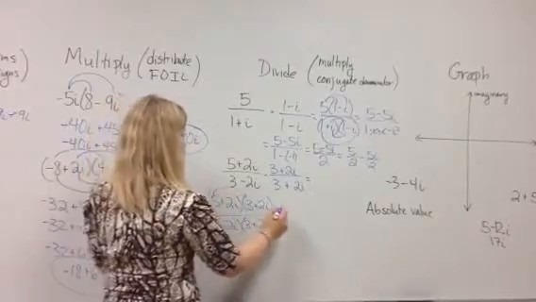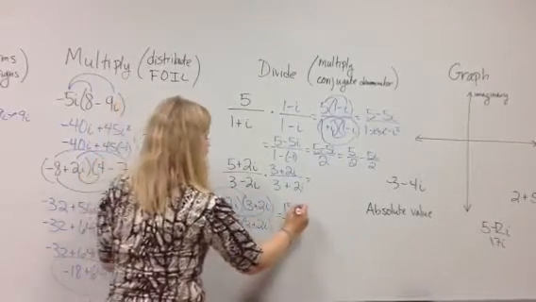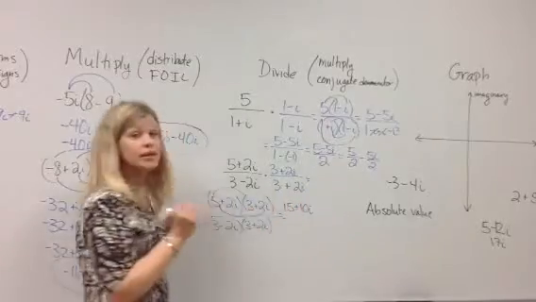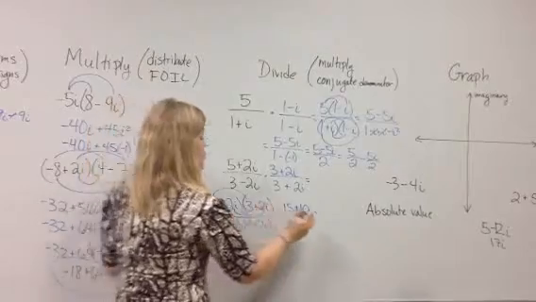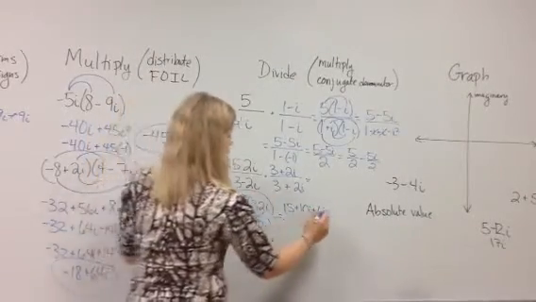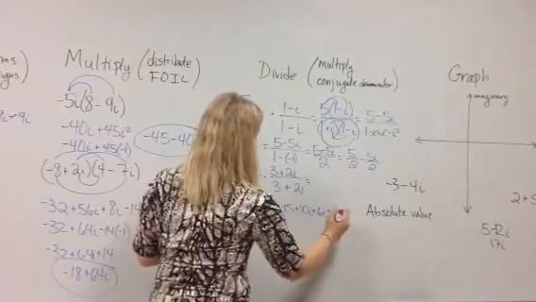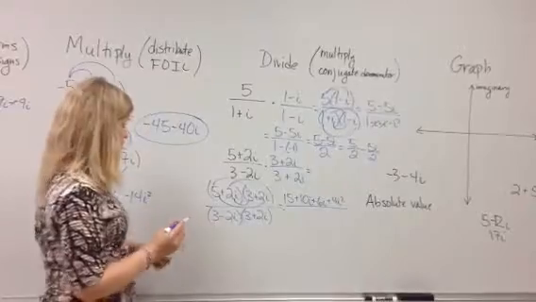So first terms, you get 15. Outer terms, you get 10i. Please don't lose your i, that would be terrible. Inner terms, 2i and 3, that gives you 6i. And your last one is plus 4i squared. Now let's hold off on that, okay? Let's go ahead and do the bottom.